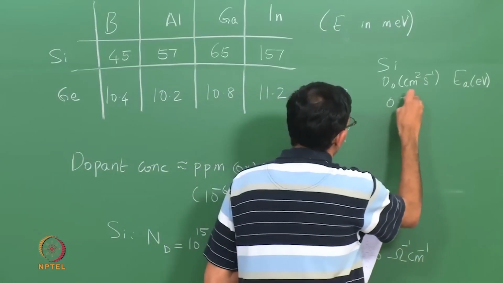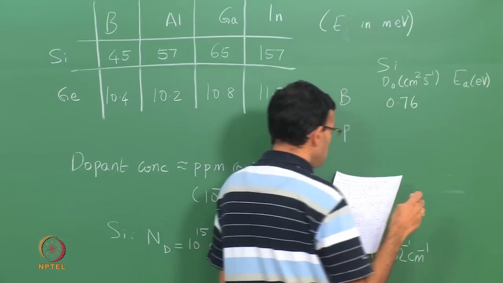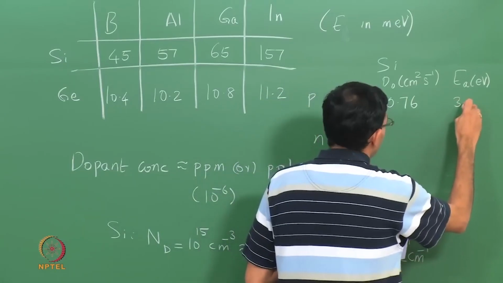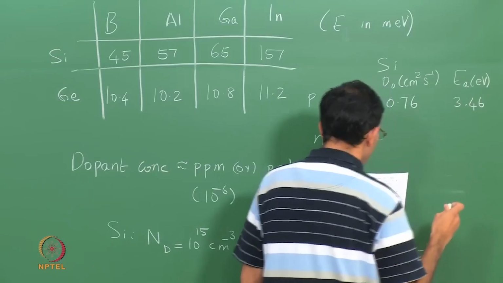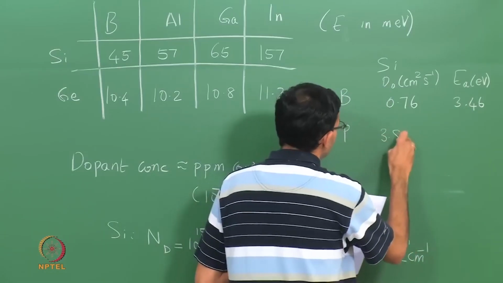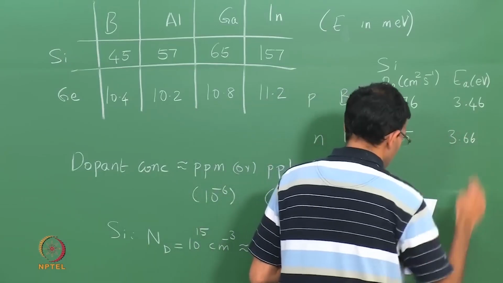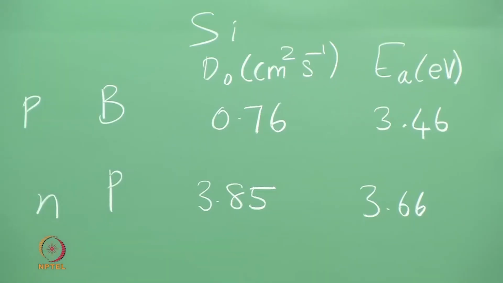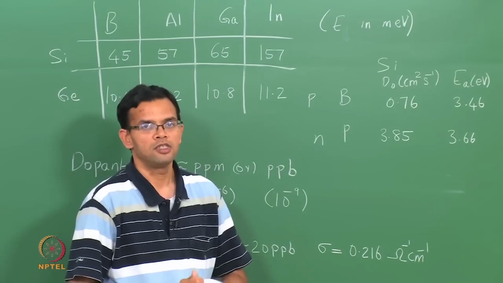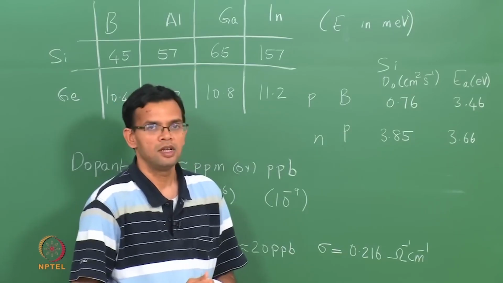In the case of boron, D naught has a value of around 0.76 and activation energy is around 3.5 electron volts. Phosphorus has D naught of 3.85, and EA is around 3.6 electron volts. What this means is, in order to have boron or phosphorus diffusing into your material, you essentially need a high temperature process. The corollary of this is that at room temperature your doping concentrations are inherently very stable in the case of silicon.